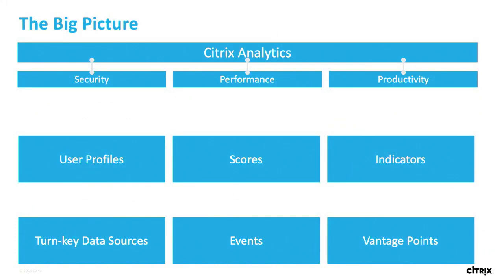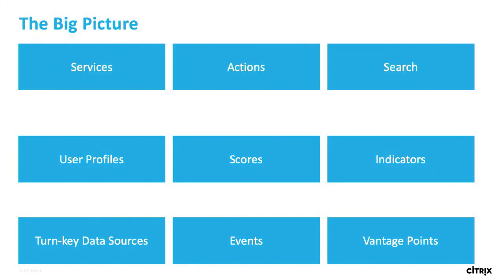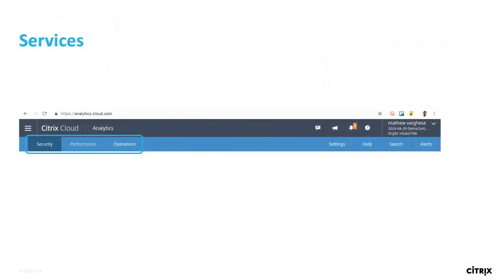Awesome. Thanks, Jim. Now, the last set of concepts that I'm going to talk about are the concepts that you will use in the product. These are features that you can configure. They appear in the UI, so we're going to look at services, actions, and search. So let's start with services.